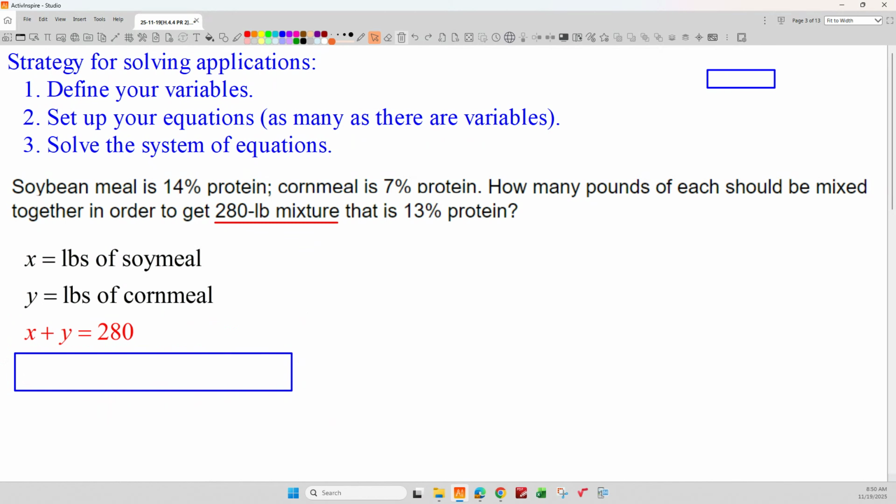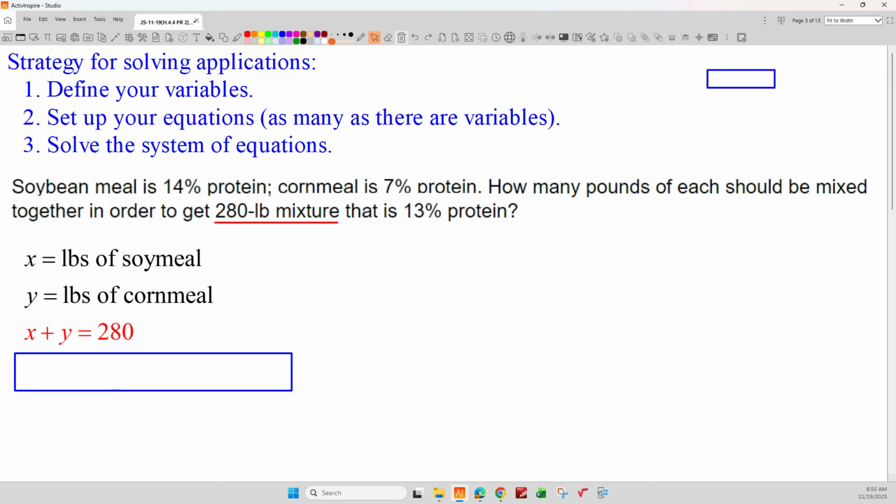Wants to know how many pounds should be mixed together in order to get a 280-pound mixture that is 13% protein. What do you think, Tanner? You can do 0.14x plus 0.07y equals 280 of 0.13. Okay, so 0.13 times 280.